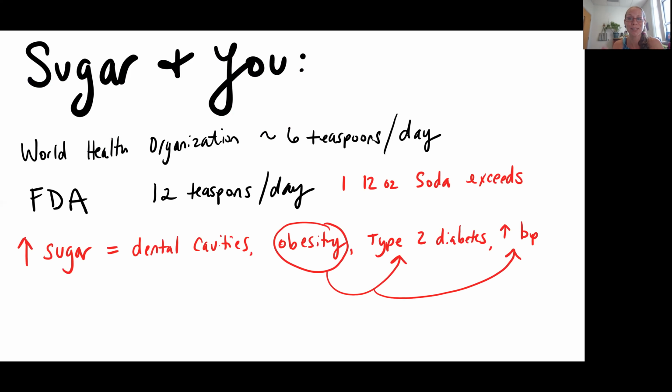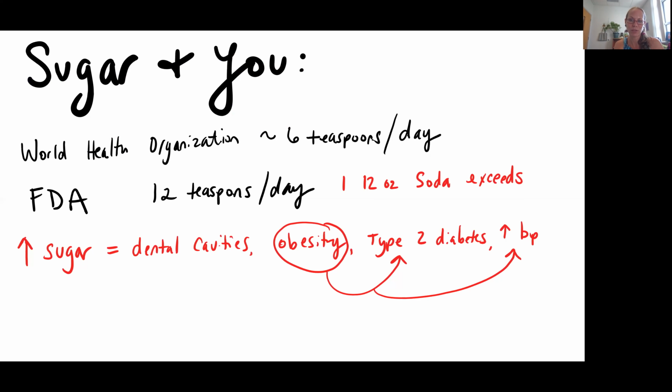But notice that just one 12-ounce can of soda automatically exceeds this daily recommendation. So if you are drinking a soda, then you shouldn't be having any additional added sugar in your meals during that day. So that's just something to kind of think about and be conscientious of.